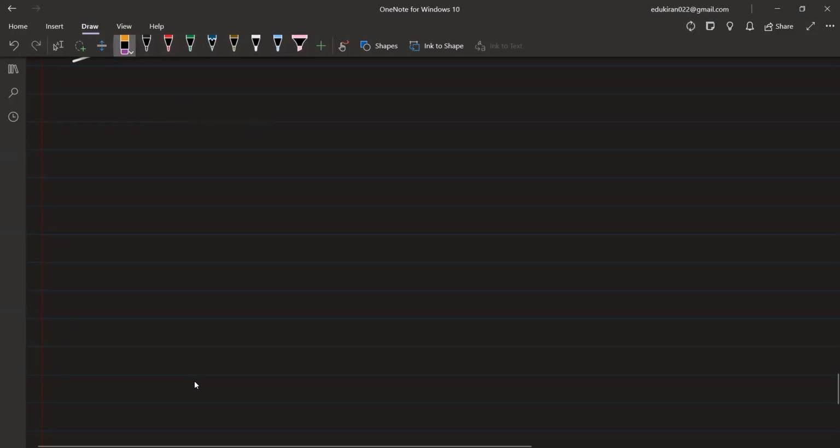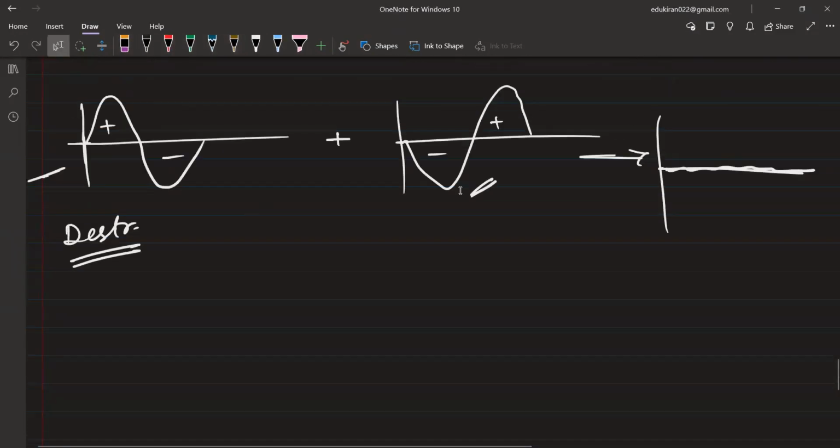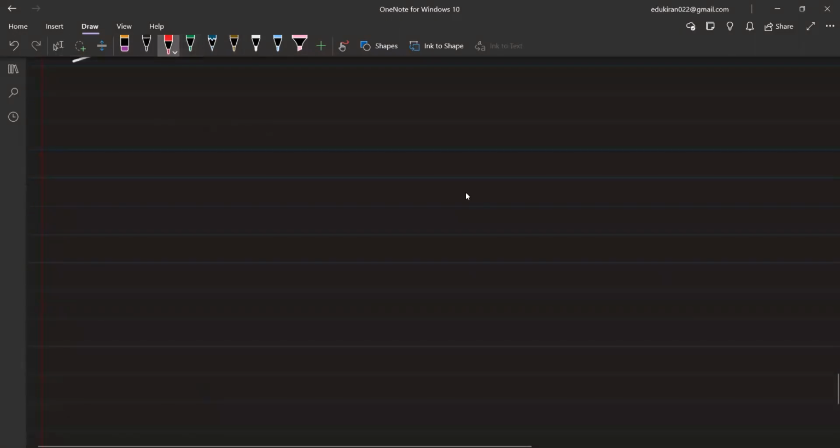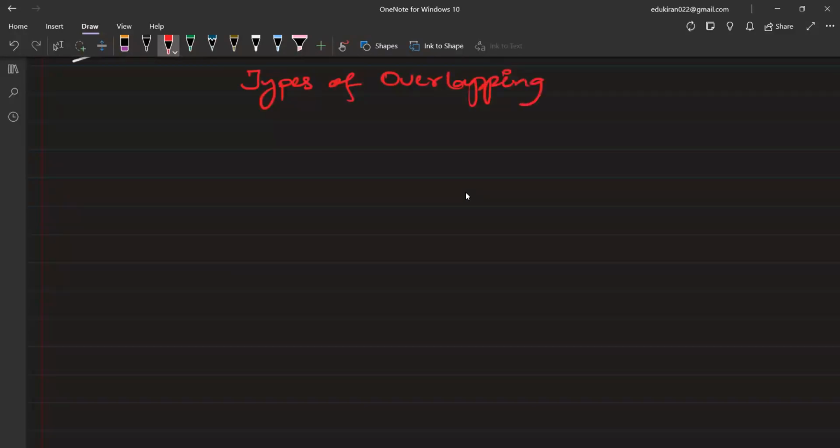Now, similarly, here you will write types of overlapping. Because overlapping can happen, this is the same thing, the overlapping is happening here of waves. Similar overlapping you are going to have. So please write types of overlapping.